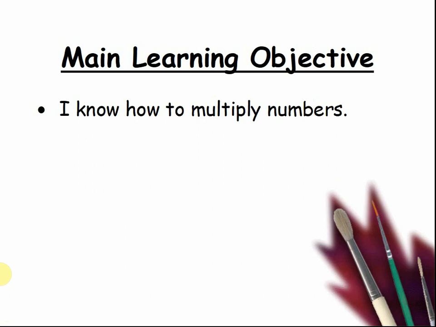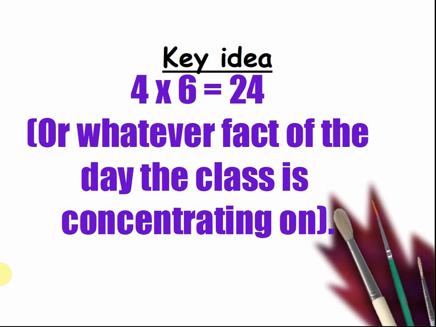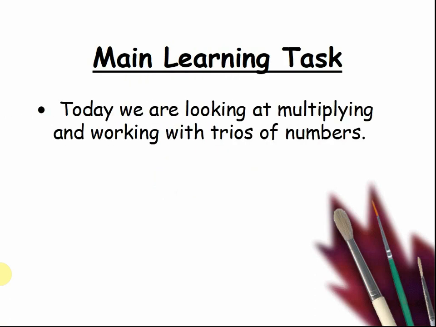Here's our main learning objective. I know how to multiply numbers. Key idea: 4 times 6 equals 24. Also, 6 times 4 equals 24. Or whatever fact of the day the class is concentrating on. So, today we're going to focus on multiplying. Main learning task. Today we are looking at multiplying and working with trios of numbers.